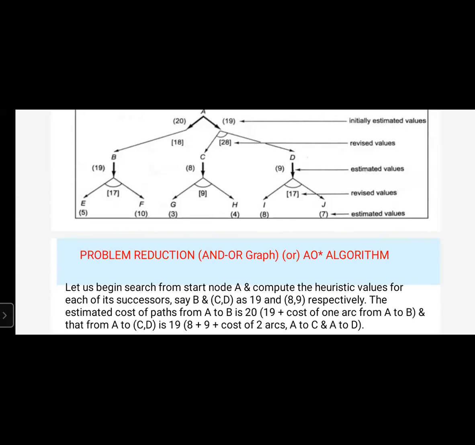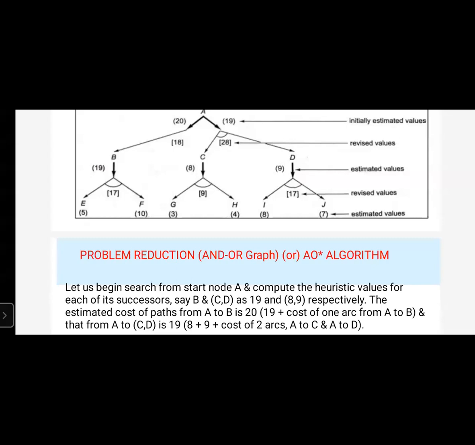Next, the estimated cost of the path from A to B is 20. Why 20? Because I need to add 1, as each and every node has already been assigned 1. So 19 plus 1, total 20. Next, from A to C and D is 19.